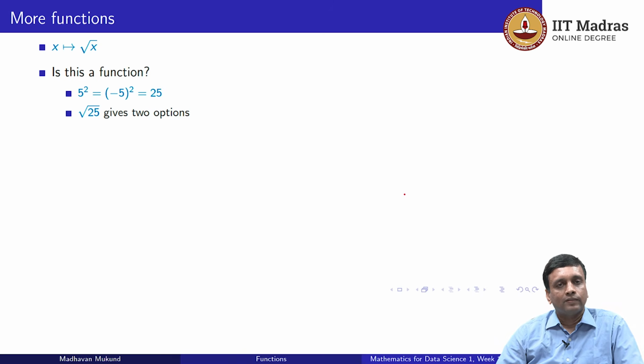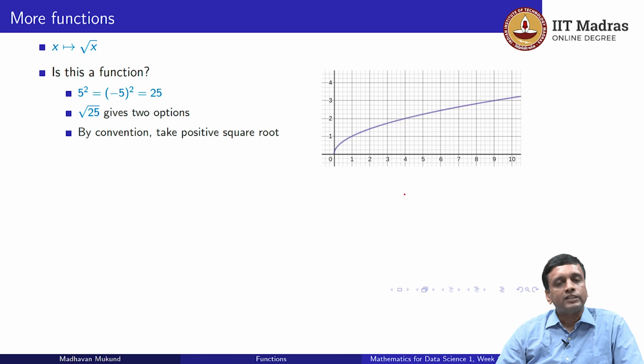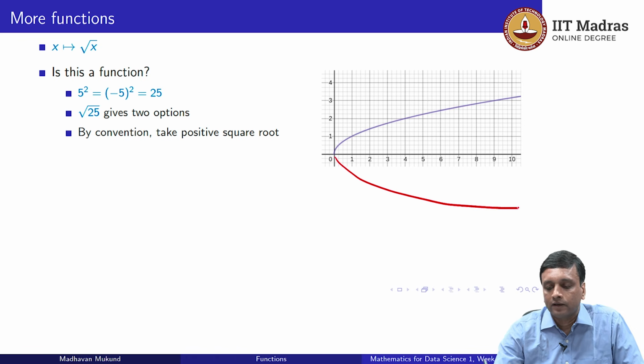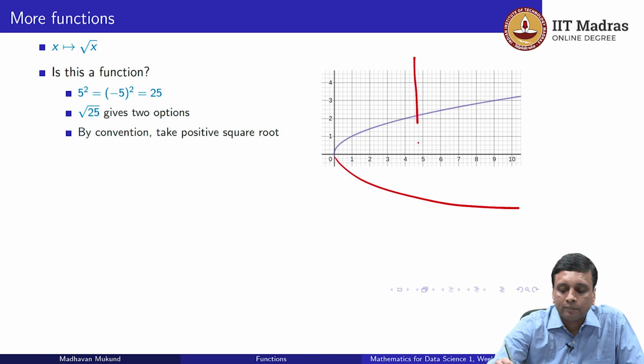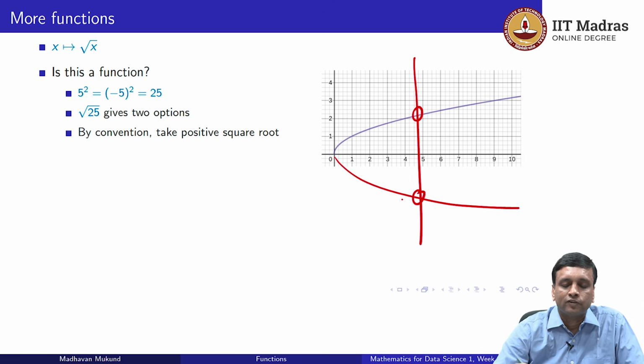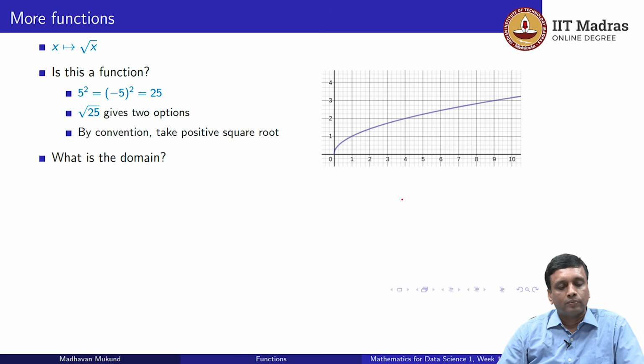or minus 5. So when we write square root of x as a function, our convention is that we are taking the positive square root. So the function on the right plots the positive square root. If we were to take the negative square root, then it would be a symmetric curve going below. And now if we take both these together, then this is not a function, because if we take any x value, we have two possible outputs for this, which is not allowed. So we are taking by convention the positive square root.